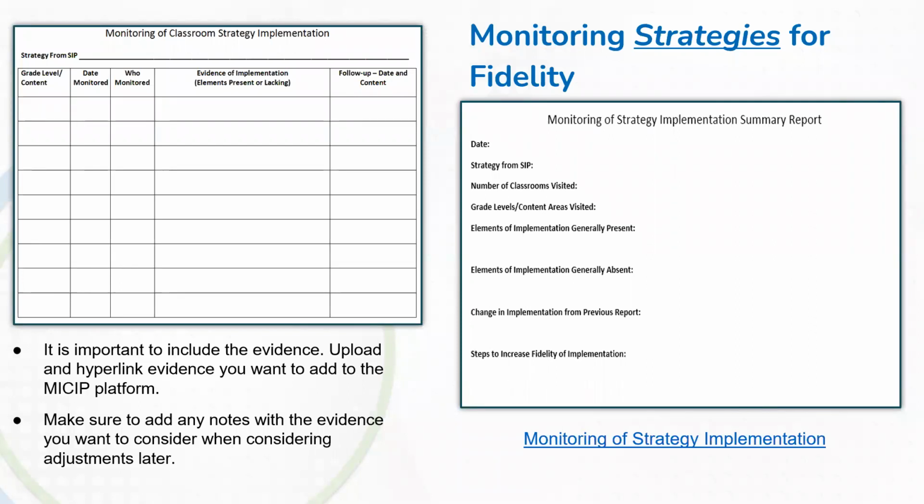So this slide shows an example of a possible strategy implementation monitoring tool that's tied to the strategy implementation guide. So whoever is doing the monitoring would note the grade level or content area, the date, and the individual being monitored. The evidence of implementation then would be identified using the implementation guide, noting which elements are present and which are lacking. Depending on the evidence, follow-up might include additional professional learning or coaching if the level of implementation was low, or providing professional learning and coaching to others if the level of implementation was high.